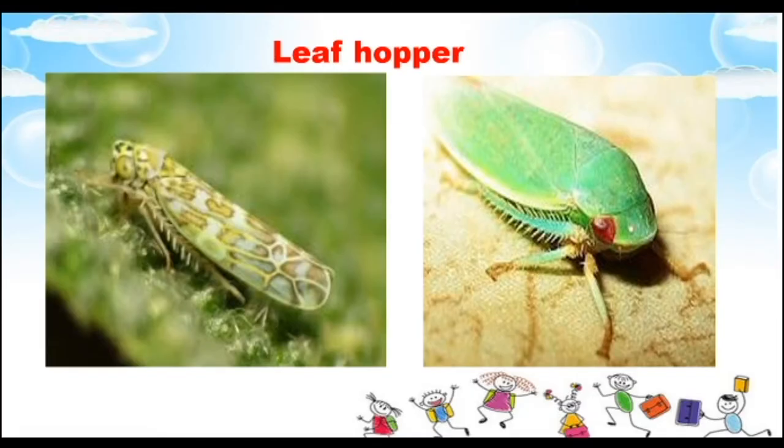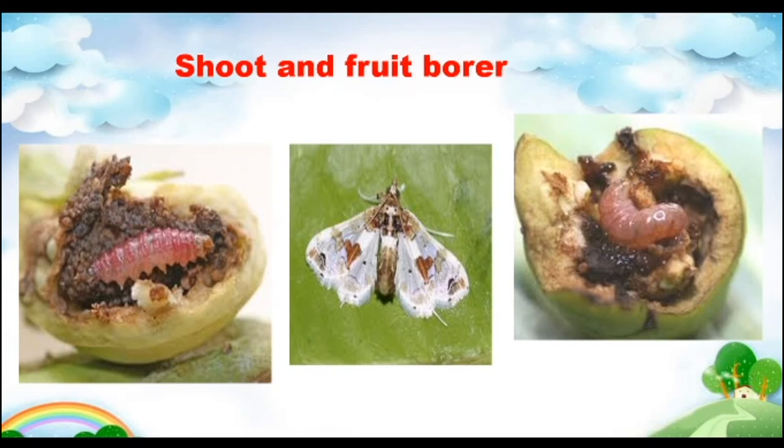Leaf hoppers, look at this. They suck the plant liquids. Then fruit borers, these three are fruit borers. Look at this fruit, probably this is a brinjal. Whenever we cut it, we can find this type of worm, which eats whatever is present inside the fruit. So it may lead us not to cook it. Not only that, it disturbs the high yield and the quality of the fruits.